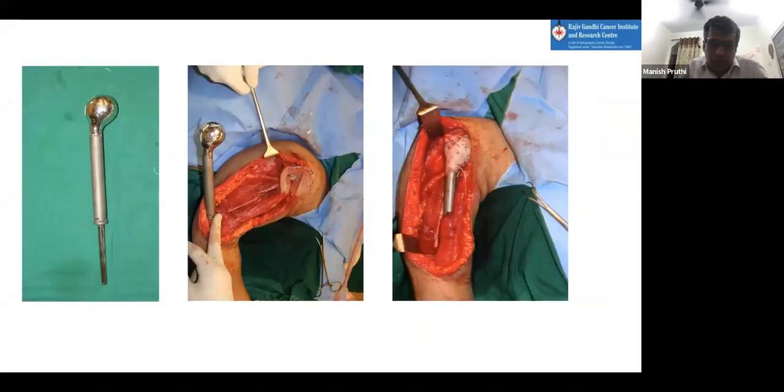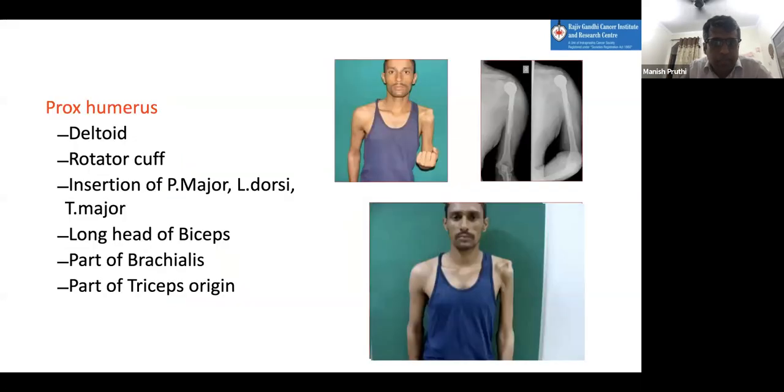Another example where, instead of a K-nail, we used a proximal humerus prosthesis. This prosthesis was inserted into the remaining bone. Similarly, a Prolene mesh was sutured along the glenoid, as you can see in the figure in the middle. And then this mesh was sutured around the proximal humerus prosthesis with non-absorbable sutures.